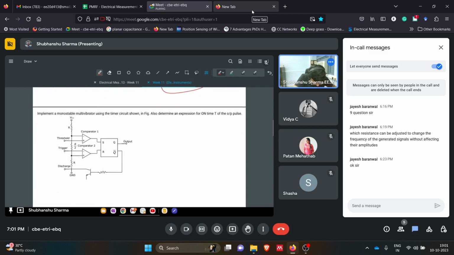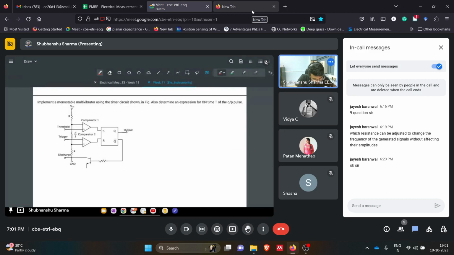So this is based on monostable multivibrator. We have this SR flip flop, also determine the expression for on time. So now remember, in the starting of this session, I told you that in your lectures these resistors are equal, that is R. But in this case, it is R by 2 and R. Okay, so now you cannot apply those formulas directly.